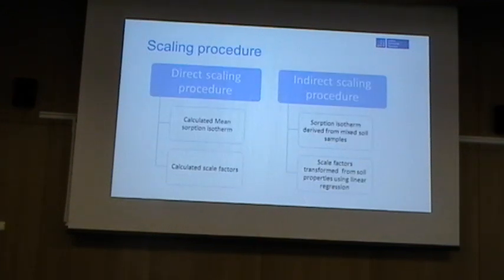We propose two different scaling procedures. The first one is the direct scaling procedure, calculating the mean sorption isotherm and scale factors. The second one is the indirect scaling procedure, with the sorption isotherm derived from the mixed soil sample and the scale factors transformed from soil properties using linear regression.